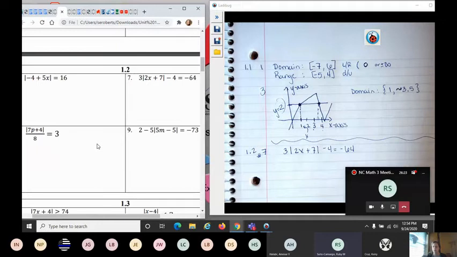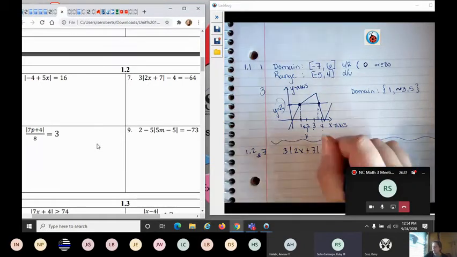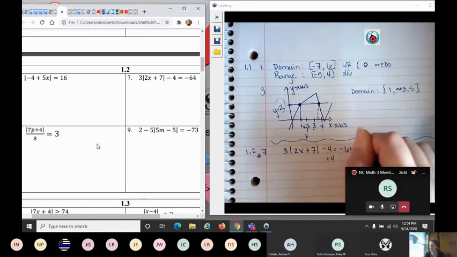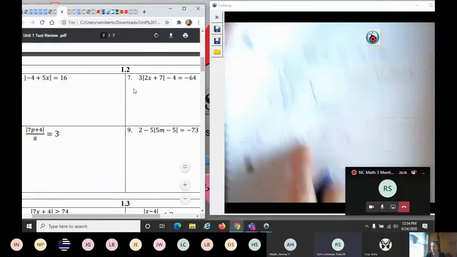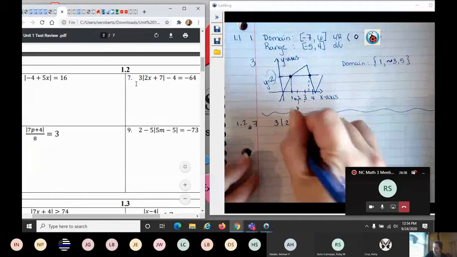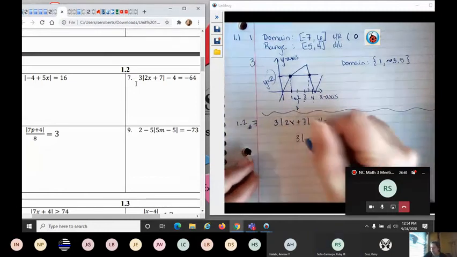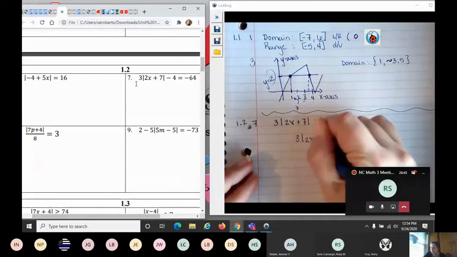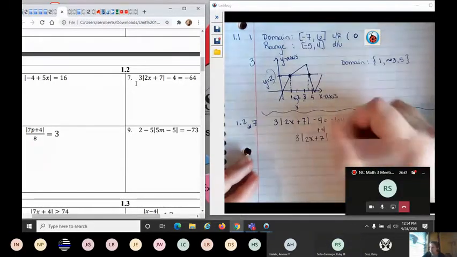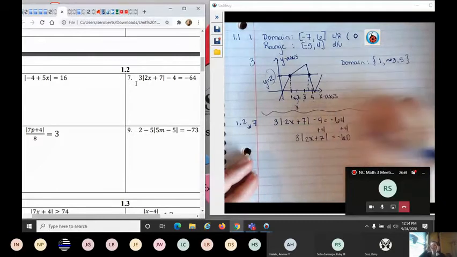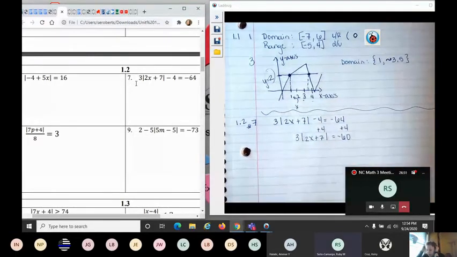You add the 4 to the negative 64, right? Yeah, that is what I'm gonna do. And that's part of our goal, to isolate this absolute value, right? So we're gonna add 4 to both sides. So we end up with 3 times the absolute value of 2x plus 7, and then negative 64 plus 4 should give me negative 60. Now what do I need to do to isolate the absolute value?